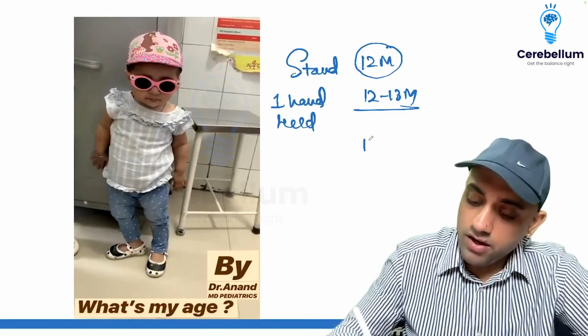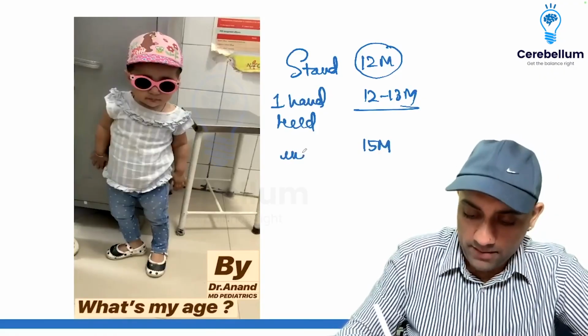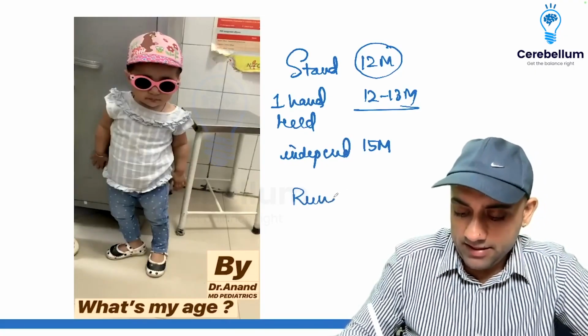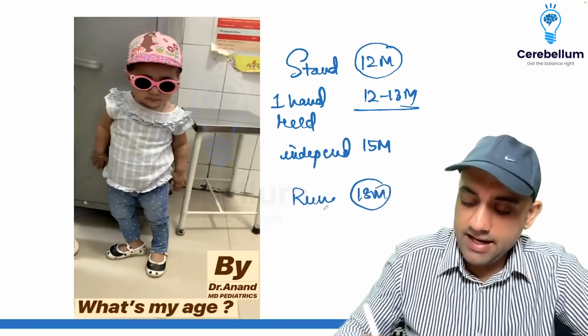When can a baby walk independently? The answer is 15 months. And when can a baby run? The baby can run by 18 months. So the age of this baby is 18 months.